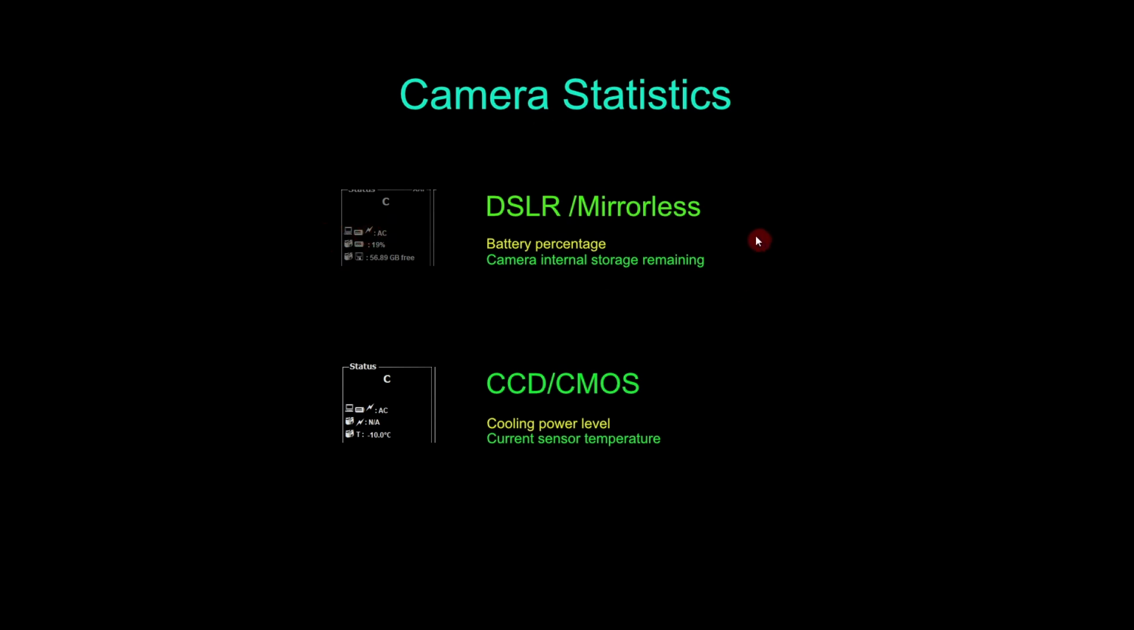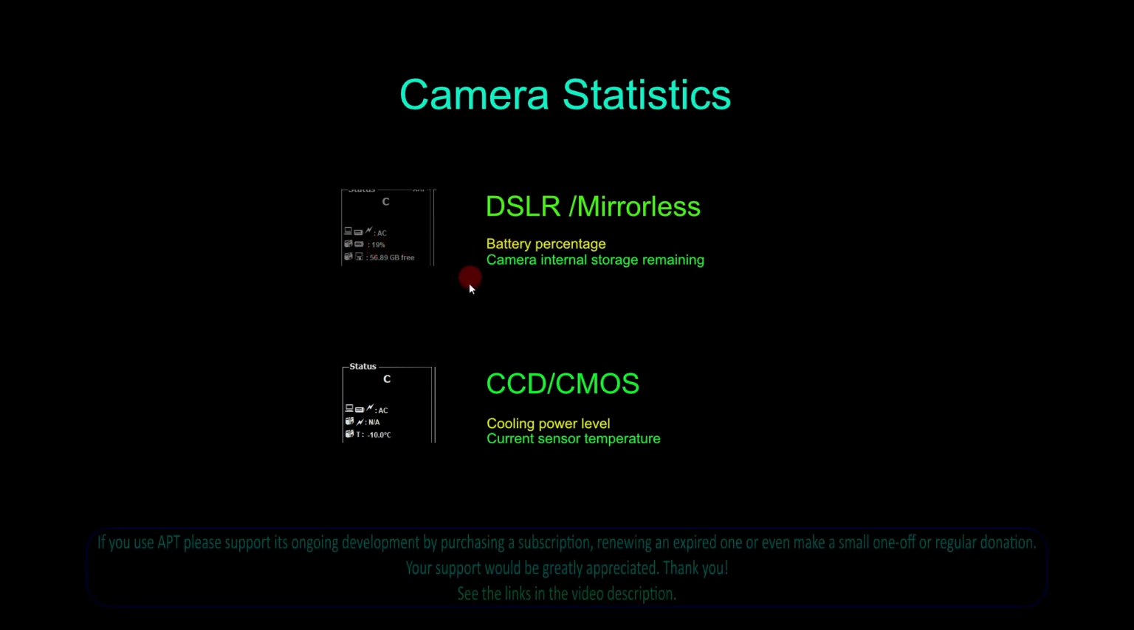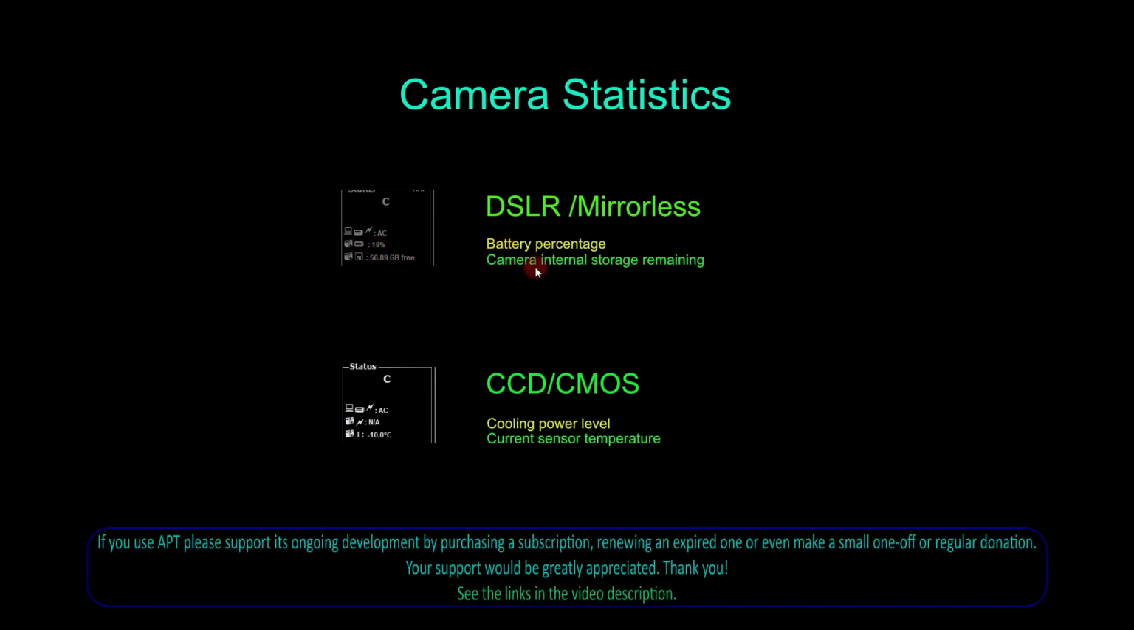Now if you have a DSLR or mirrorless connected, the next two lines show you the battery power remaining for your camera on its camera battery, and how much free space is on the internal storage of your camera.